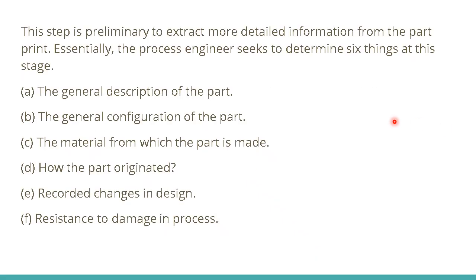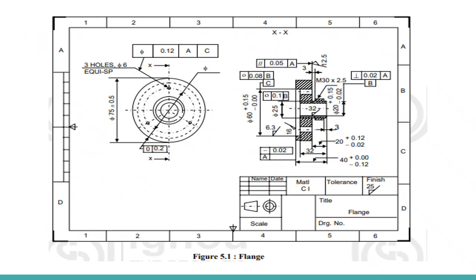This step is preliminary, to extract more detailed information from the part print. Essentially, the process engineer seeks to determine six things: the general description of the part, the general configuration of the part, the material from which the part is made, how the part will be oriented, recorded changes in design, and resistance to the damage process.